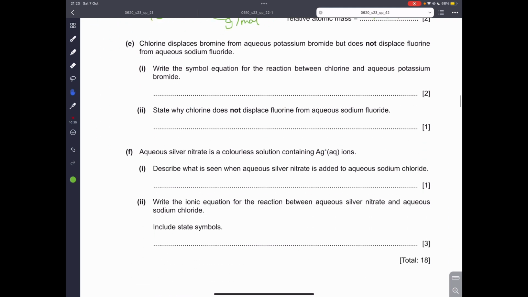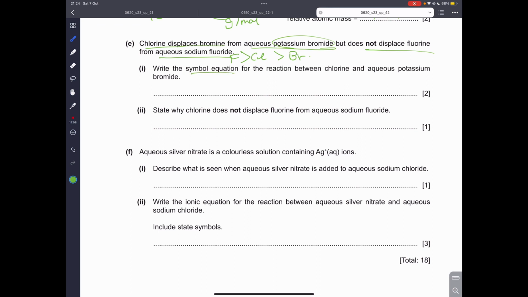Moving on to question number E. Chlorine displaces bromine from aqueous potassium bromide, but does not displace fluorine from aqueous sodium fluoride. This is because chlorine is more reactive than bromine, and fluorine is more reactive than chlorine. So the more reactive one can displace the less reactive one. That's basically the key concept here.